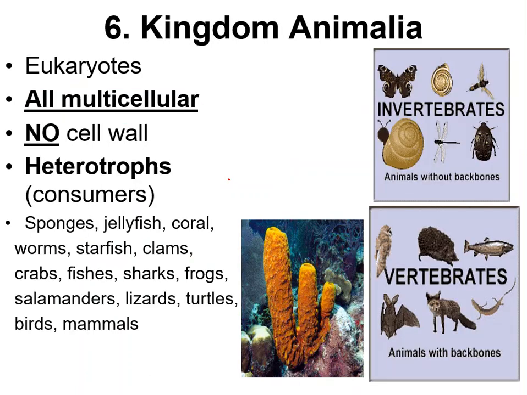Plantae. And then animalia. Again, all eukaryotes, all multicellular. They do not have a cell wall. Heterotrophic. Anything from SpongeBob, from sponges, all the way up through your mammals, right? Invertebrates, vertebrates, everything else, starfish, and so on, right? All animals.